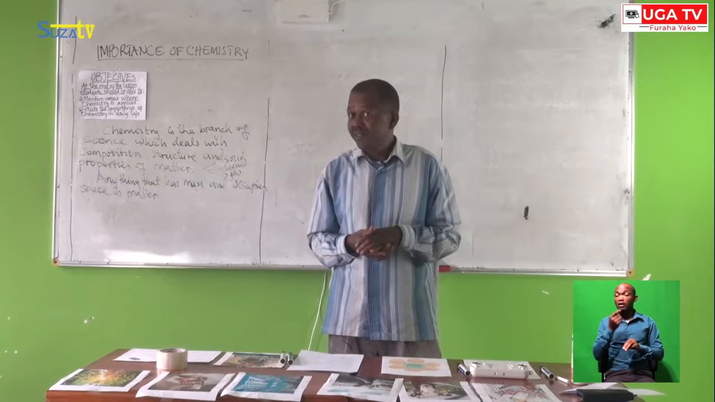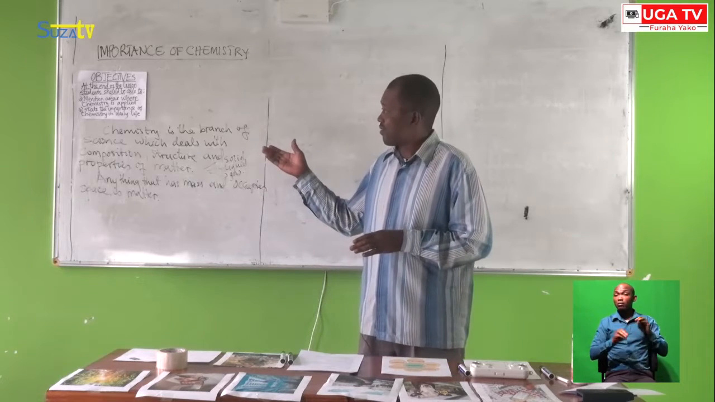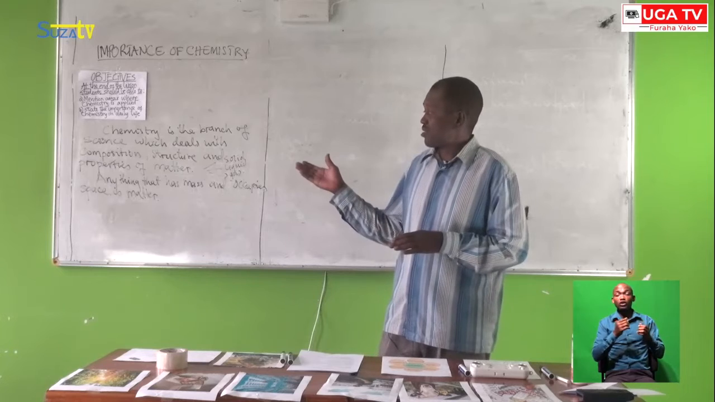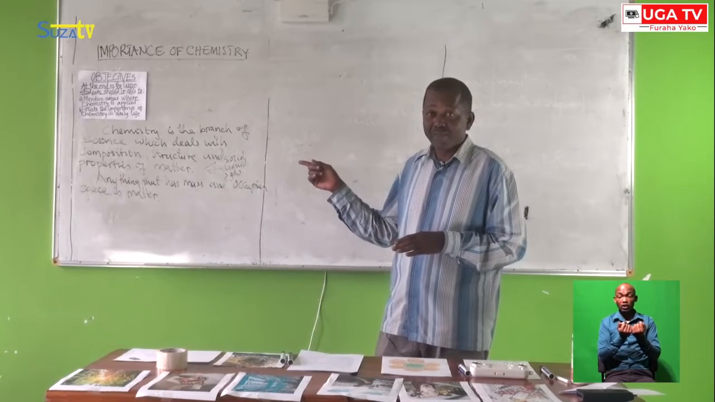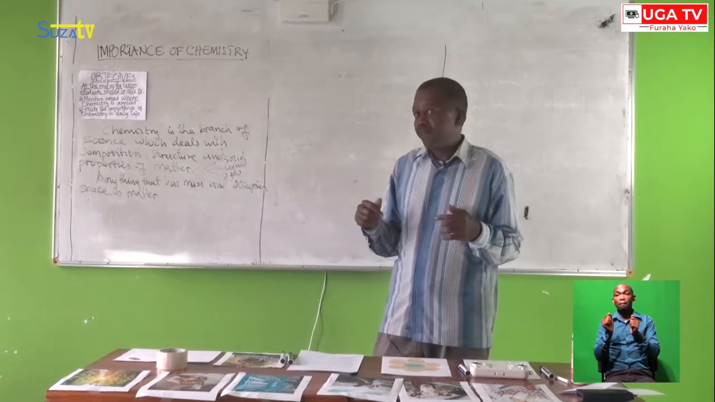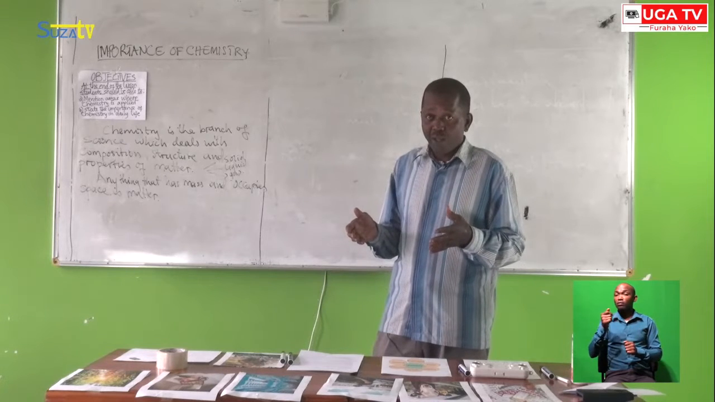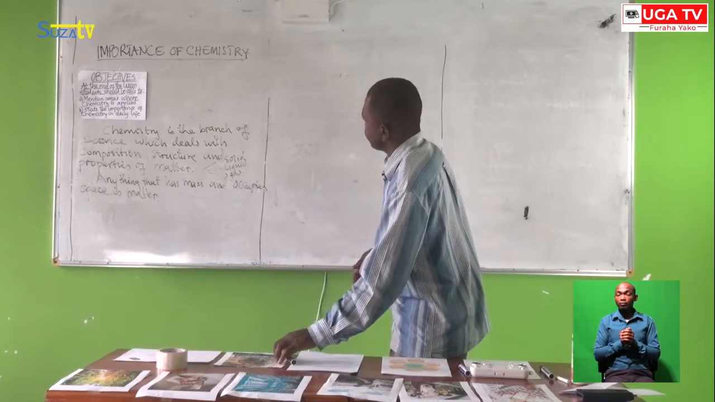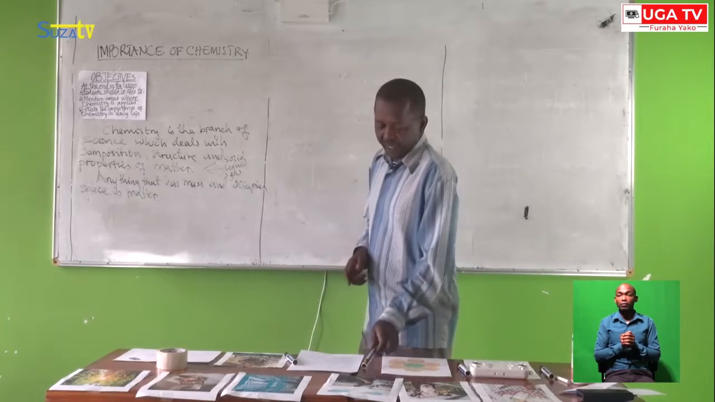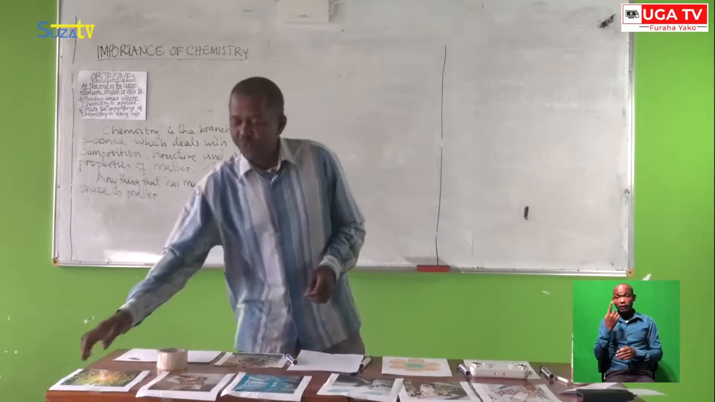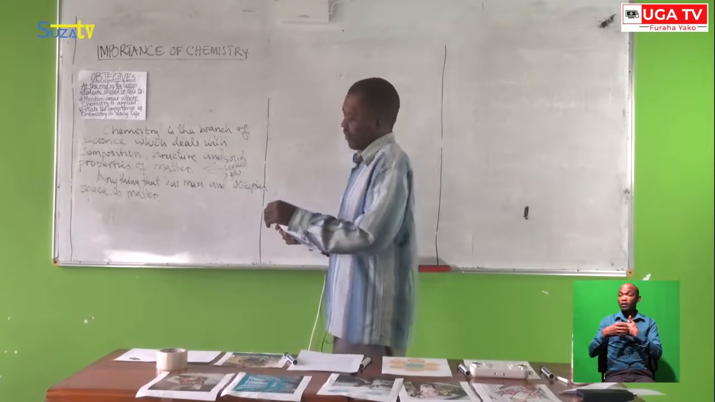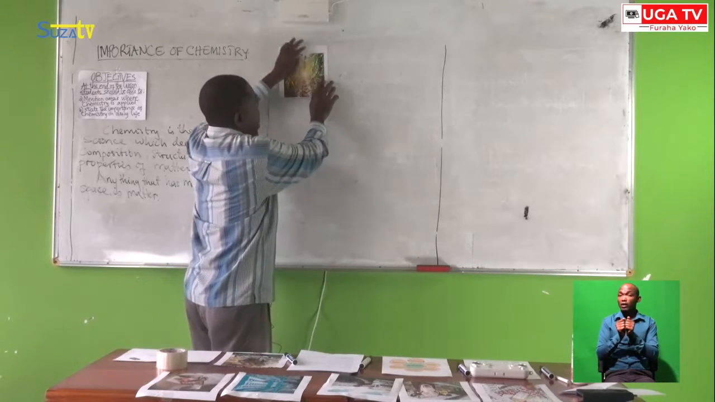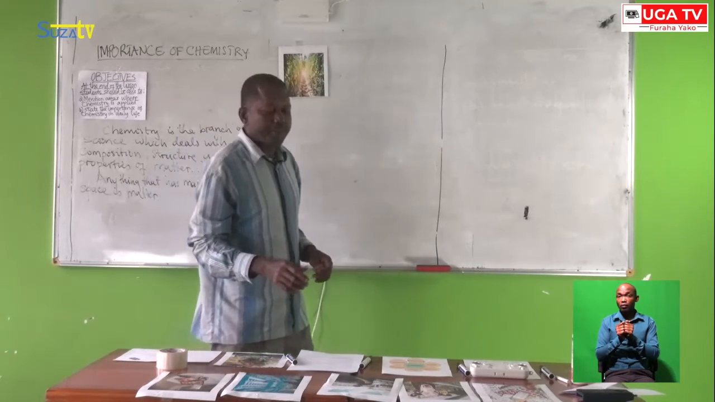As we said earlier, chemistry is a branch of science that deals with the composition, structure, and properties of matter. Those things that have been mentioned before are examples of matter. Now, let's see different pictures taken from different things to prove the importance of chemistry.